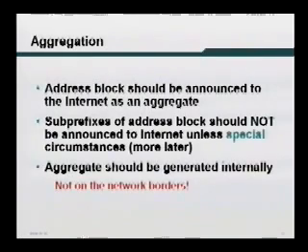Okay, so the address block should be announced to the internet as an aggregate. Sub-prefixes should not be announced to the internet unless there are special circumstances. More on that later; check out the multi-homing tutorial and you'll see some examples of what I mean there. Aggregate should be generated internally, not on the network borders. That one's pretty important as well.